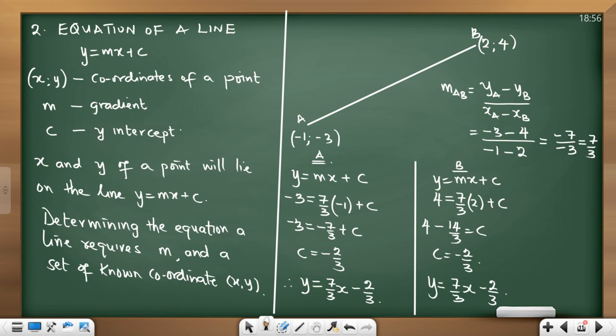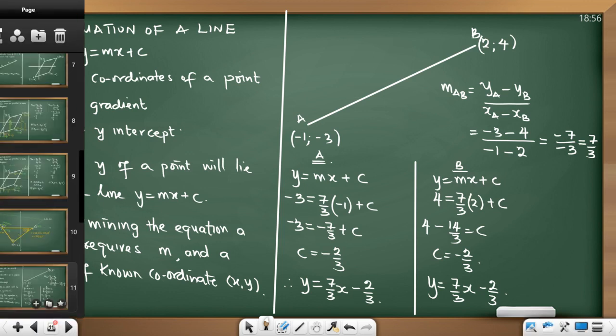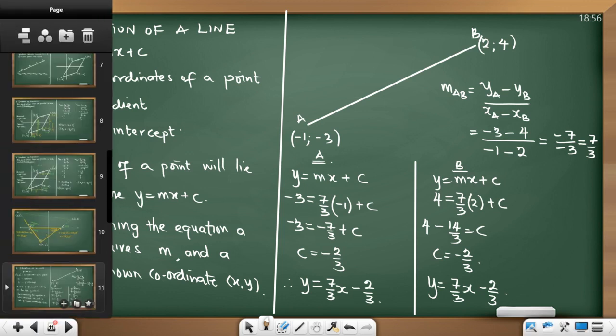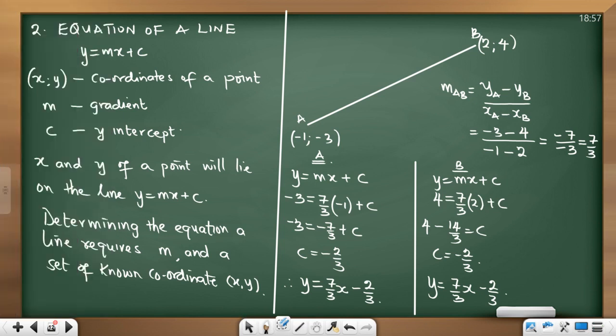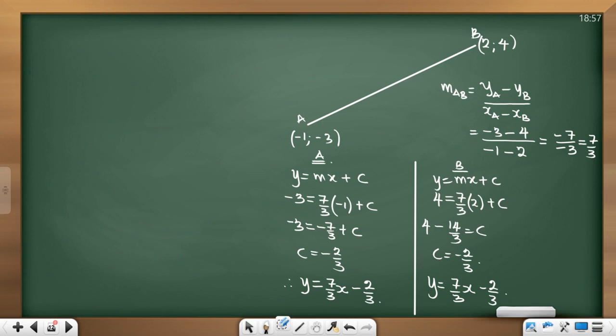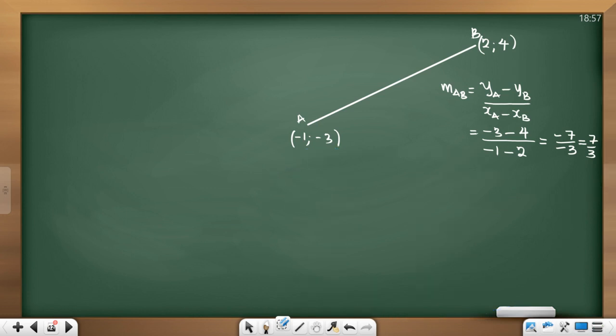Now, there are other ways of doing that, and I want to show you all possible methods. So we've learned the first one. It's good to know all, and then you choose which one works for you. Ooh, I'm gonna need that gradient. There we go.